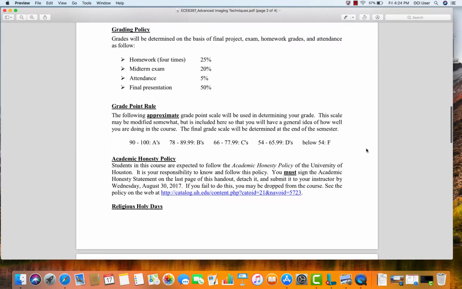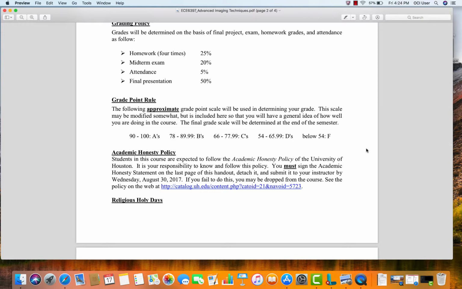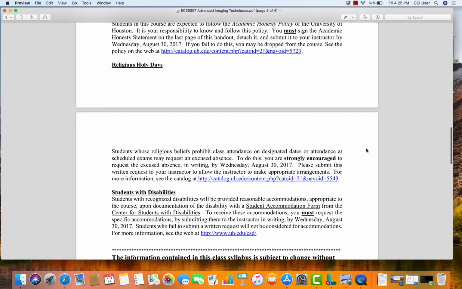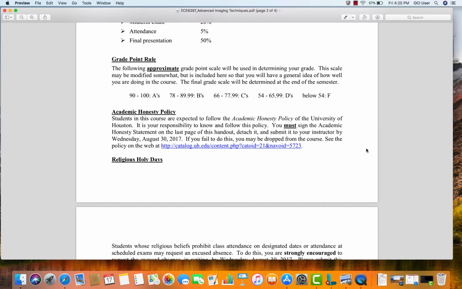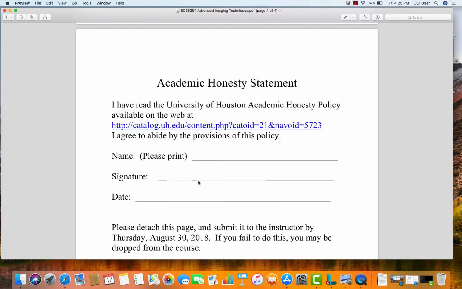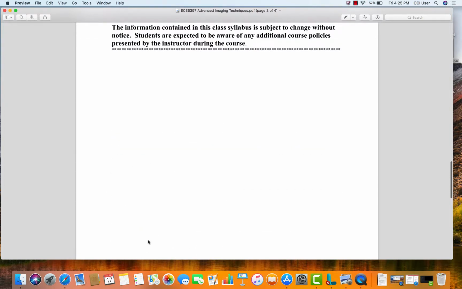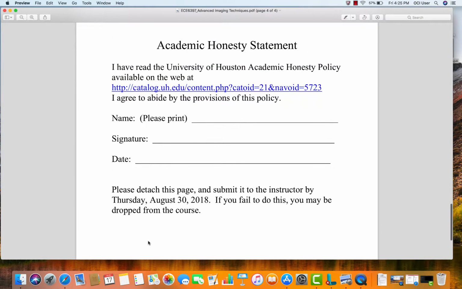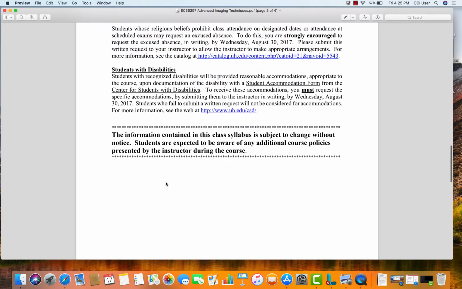Next is the grading points rule. We will count which one is A, B, C by this range. At the end is the academic honesty policy. We have this statement. You need to sign this statement and return it to me next Thursday, saying that you have read these documents and you will not violate this policy.